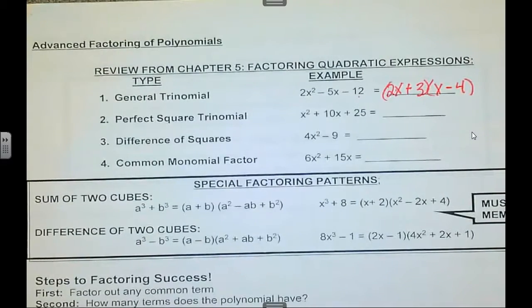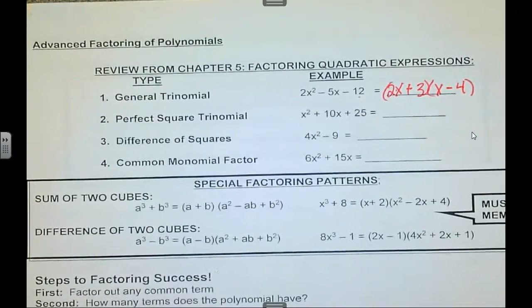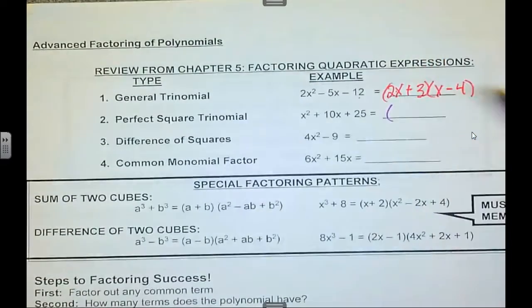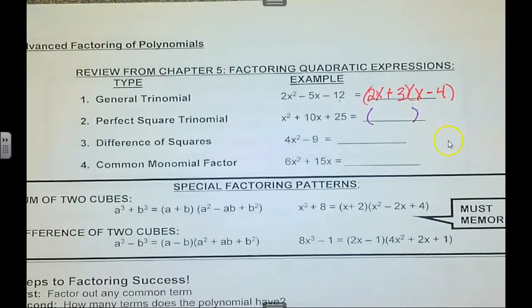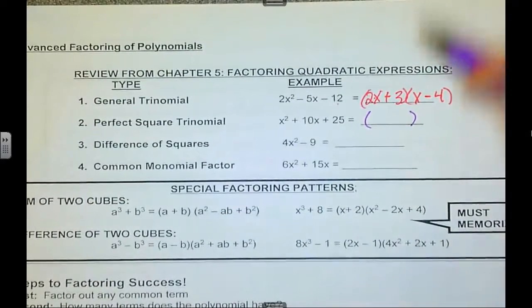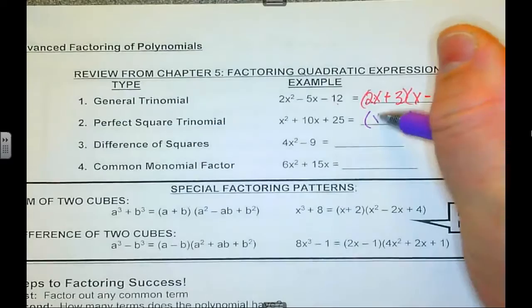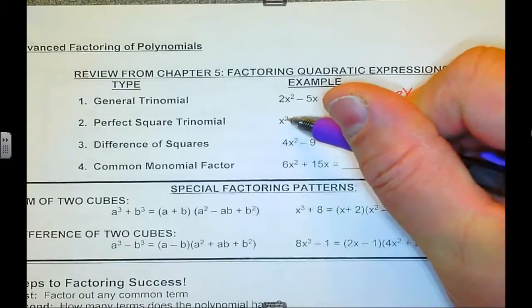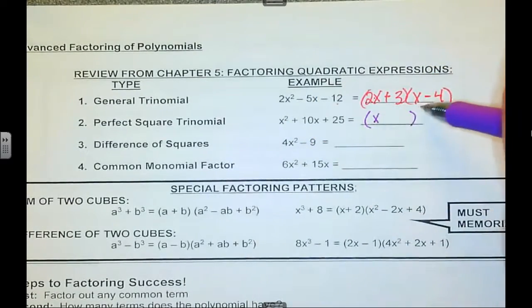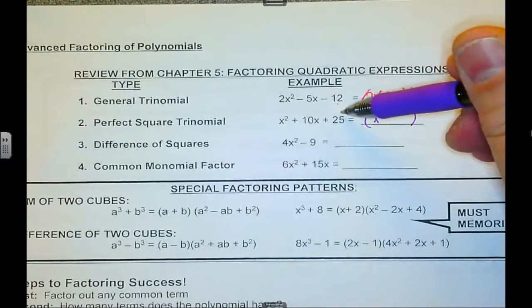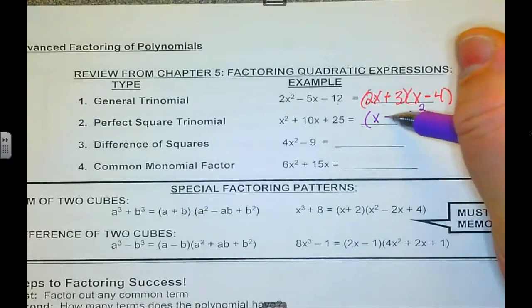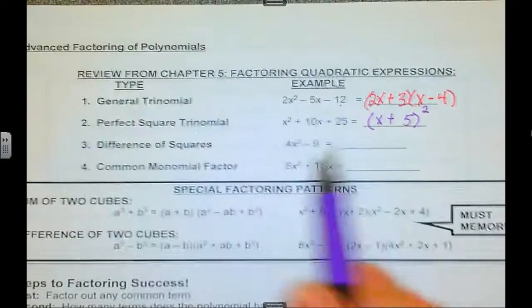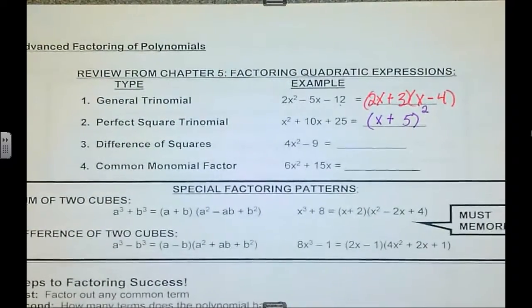Then you have perfect square trinomials. We did those, where, remember we did completing the square? I think it was last semester. So the other way to get x squared is x times x. The only way to get 25 is 5 squared. And since that's a plus, that's a plus.